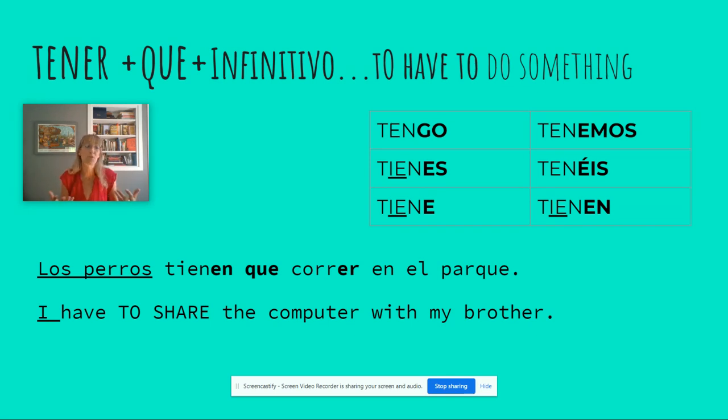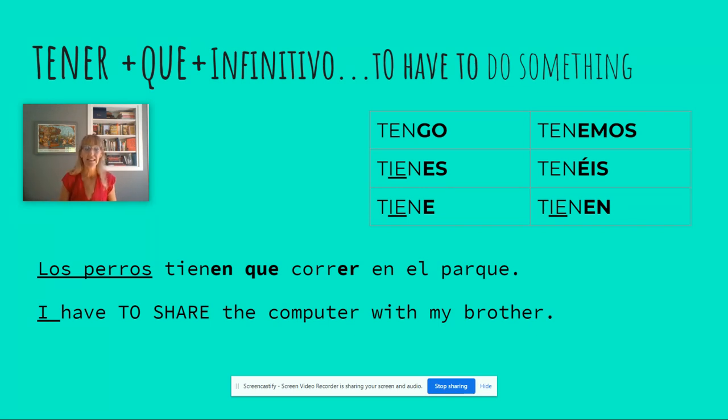This is not an option. I feel like doing it. This is something that you are obligated to do. So our sign will always be tener plus que plus an infinitive. Tener que plus an infinitive, like tenemos que trabajar. Tenemos que trabajar. We have to work.